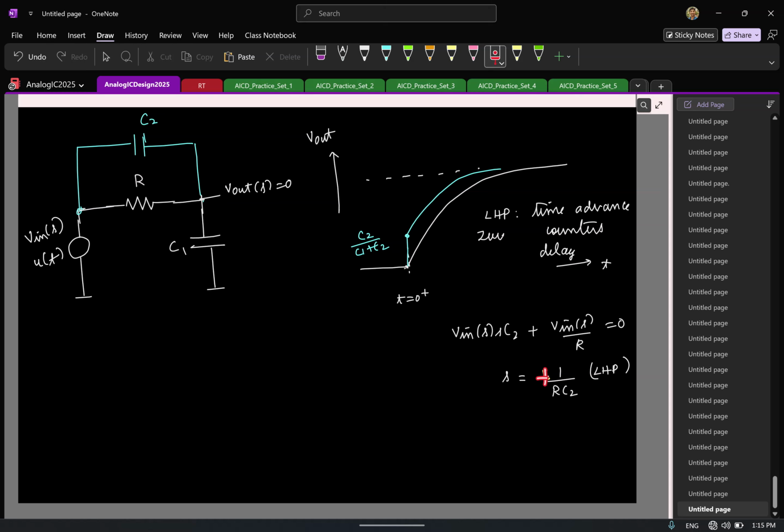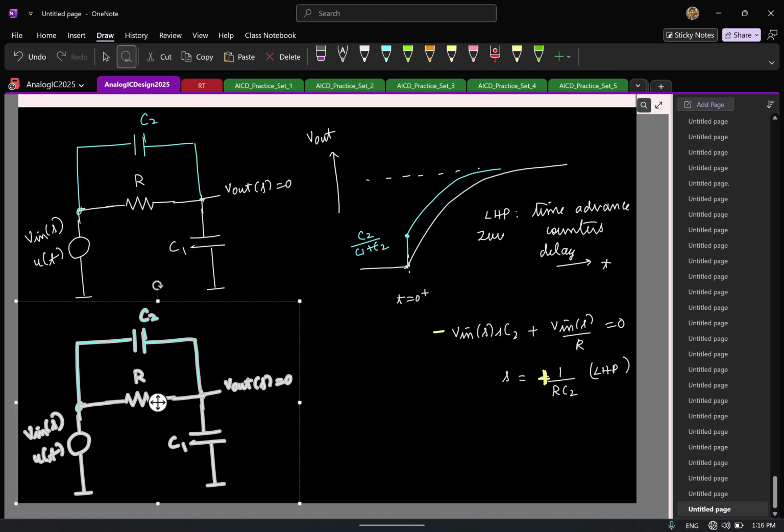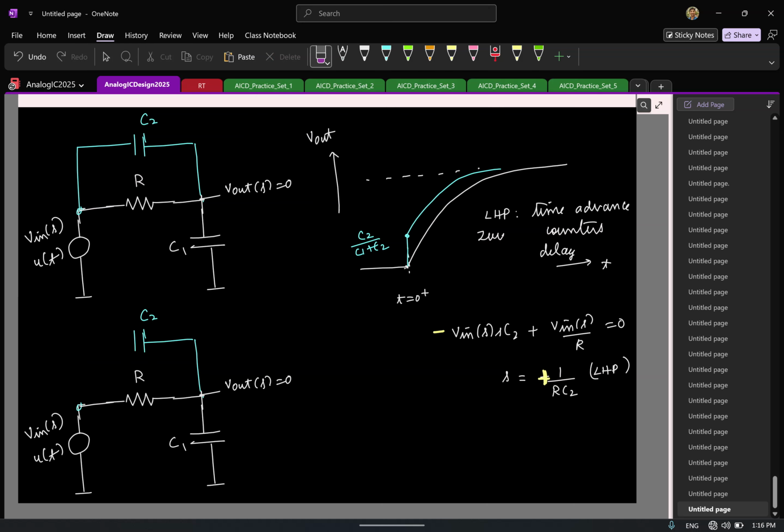If this has to become plus, can both terms be of the same signs? One of them has to be negative, other has to be positive. So the simplest way to make it RHP 0 is to change the sign in one of the parts. So let us say I go and give it inverted. If you do this, now we can clearly see.